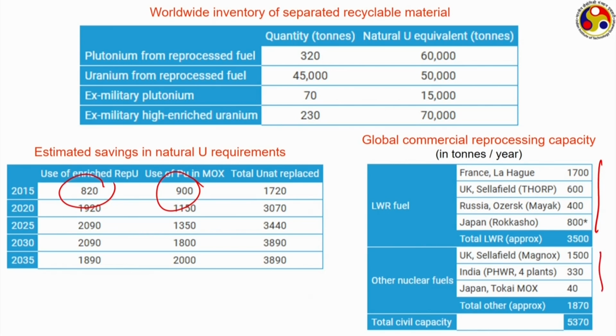Here the role of India is also important. In India, PHWR is the primary kind of reactor, which uses heavy water as both moderator and coolant, and we can see from this that about 330 tons of material or uranium can be recovered per year from these 4 PHWR plants. So, a total of 5370 tons per year of fuel can be saved.